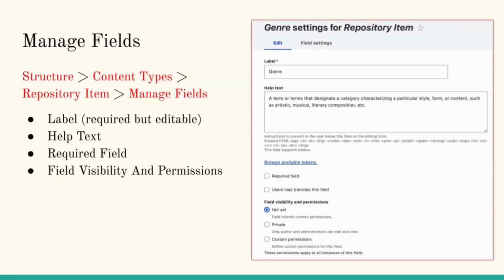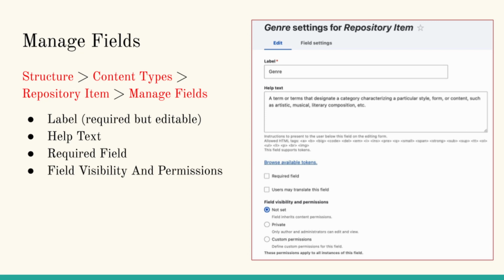So this is the start of one of the faux demos. We'll just be doing some screenshots for this, talking about managing fields. So I've got there the steps that you have to go through to get to where you can manage fields for the repository item. It's just go to structure, content type, select repository item, and then select the manage fields option.